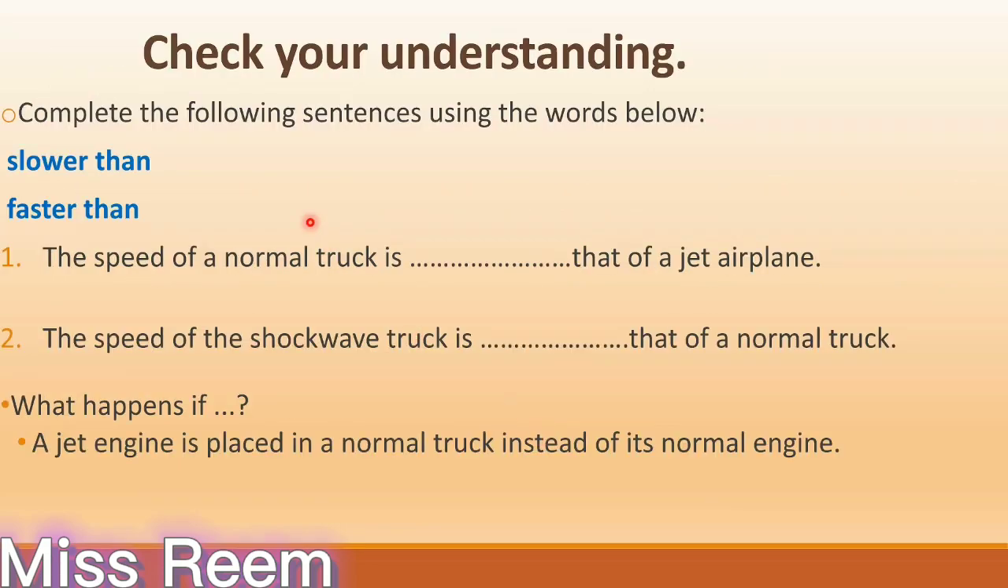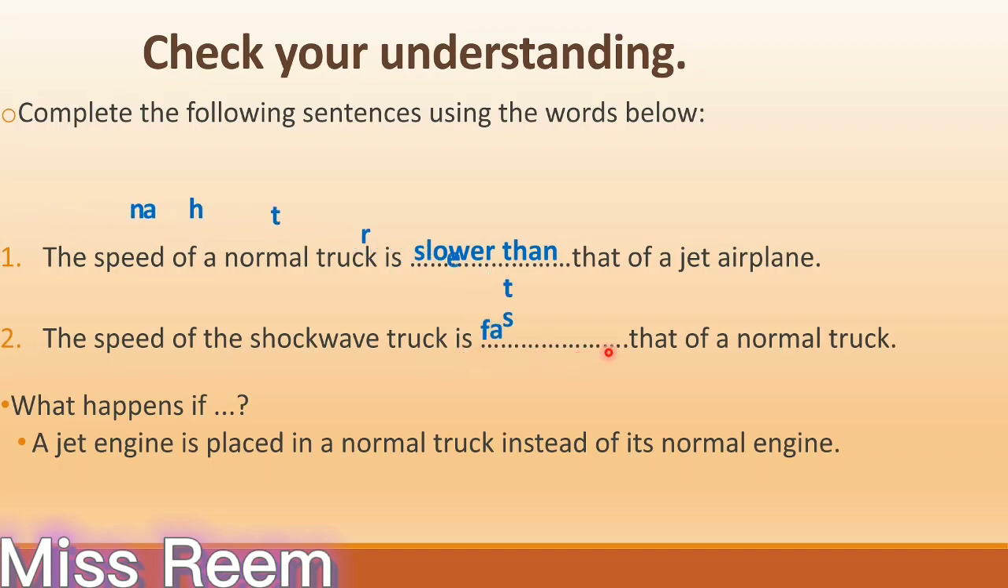On to the next. Let's solve some fill in the blanks and check our understanding. The speed of a normal truck is blank of the jet airplane. Is it slower or faster? Of course, the speed of a normal truck is slower than that of a jet airplane, which means the speed of the shockwave truck is faster than that of a normal truck.